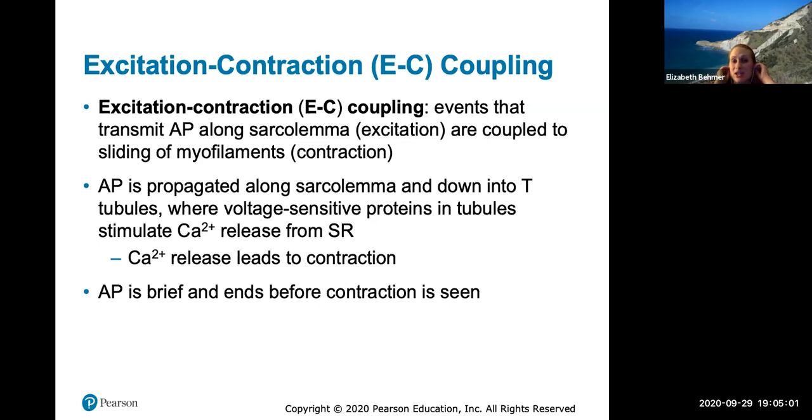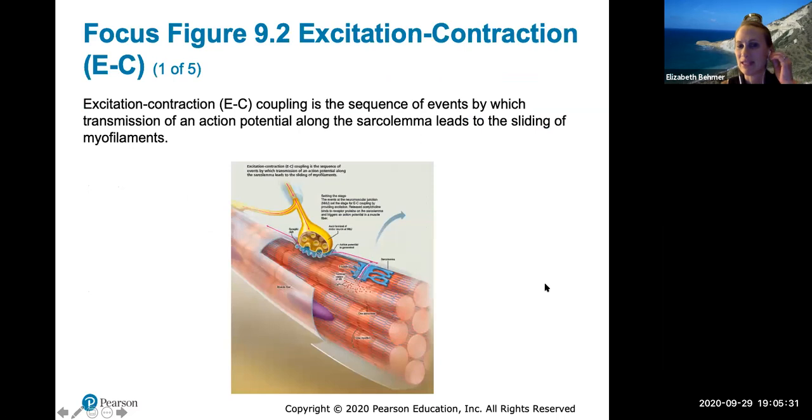Then excitation-contraction coupling refers to the events that transmit the action potential, the electrical signal, basically to excite and tell your myofilaments to contract and slide past each other. And simply put, how that happens: the action potential travels down your T tubules, and your sarcoplasmic reticulum is in close contact with those T tubules, and calcium will be released when an action potential passes by. The action potential is brief and ends before the contraction is even seen.